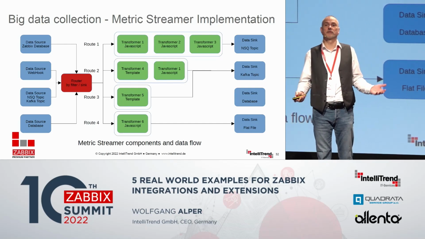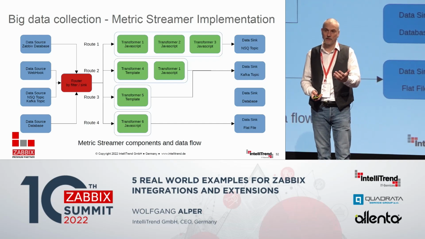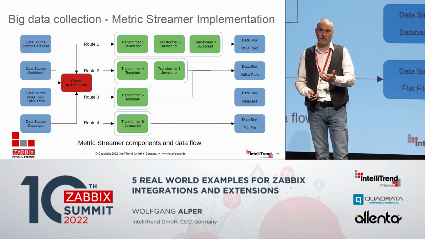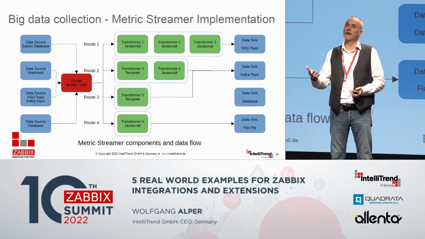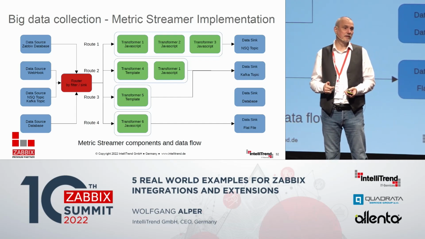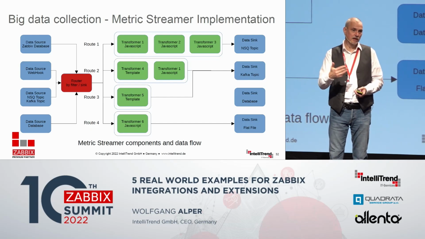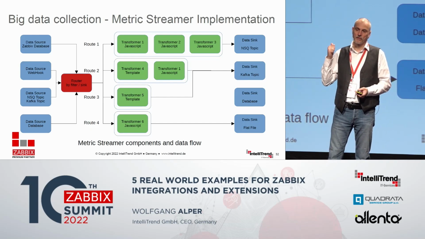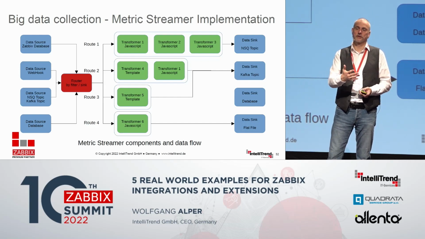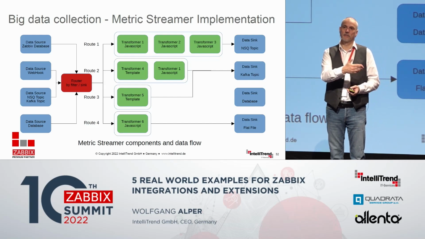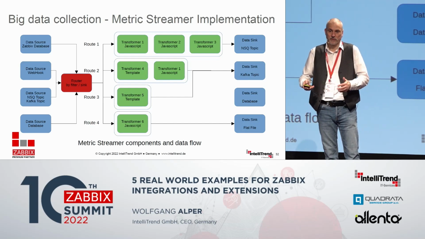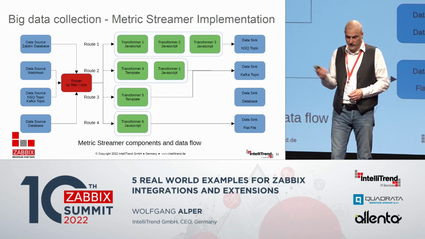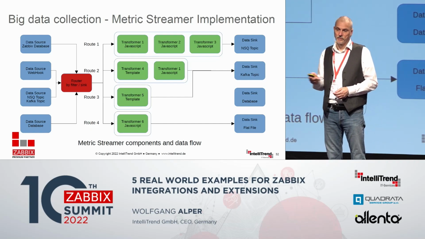The green ones are transformers. We have two types of transformers: template transformer and JavaScript transformer. If someone is familiar with the Golang language, these are native Go templates that can be used as transformers, but the most common one is really the JavaScript transformer, and they work pretty much the same way as you would expect when you look at the Zabbix JavaScript preprocessors. And you can change them any way you like. So that is the implementation.